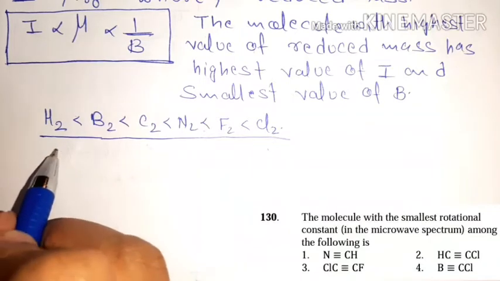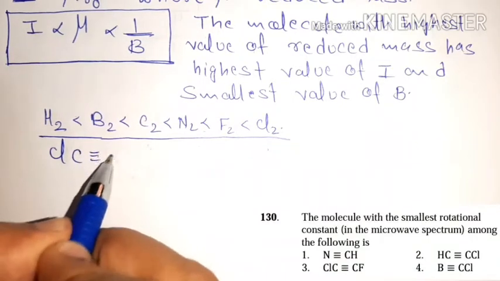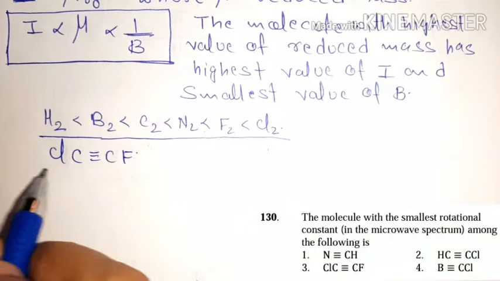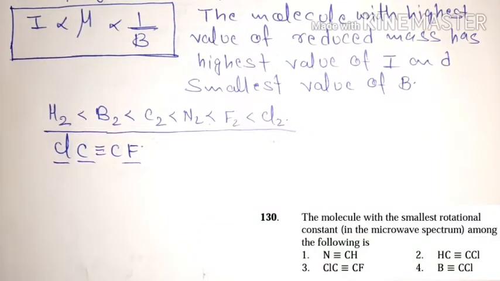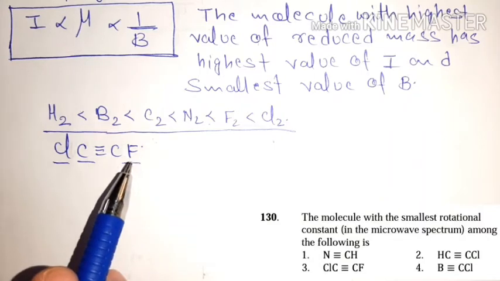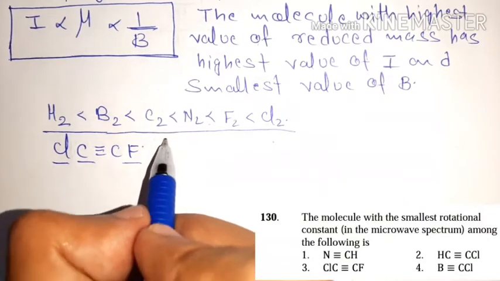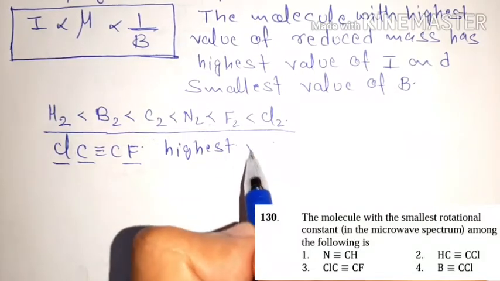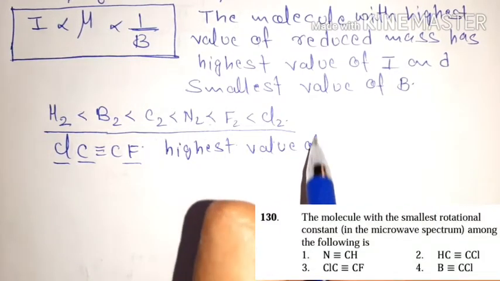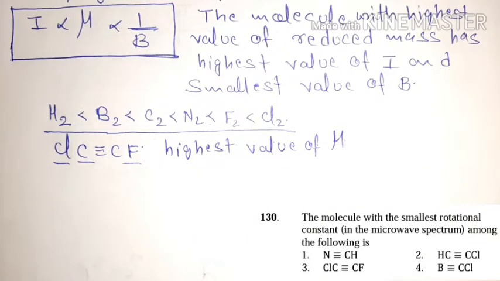The molecule that is ClC triple bond C and F consists of chlorine, carbon and fluorine. So it means this will have the highest reduced mass. This molecule has the highest reduced mass among all four options, the highest value of mu.